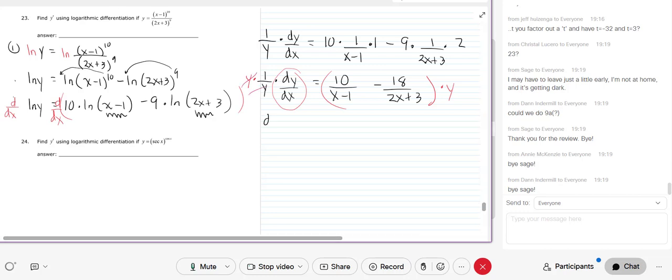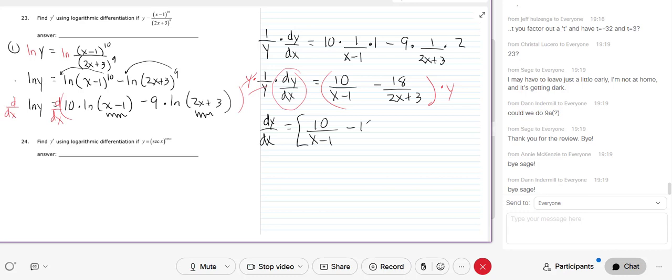And what you'll get for your final answer is dy over dx is going to be all of this stuff, the 10 over x minus 1 minus 18 over 2x plus 3. And then don't leave y in the answer. Y is the original problem. So instead of having y in your answer, just tack on the x minus 1 to the 10th over 2x plus 3 to the 9th. And you don't need to simplify these or anything. That's a good answer. So that's a good review of how you do logarithmic differentiation.